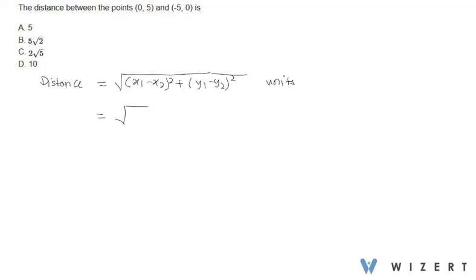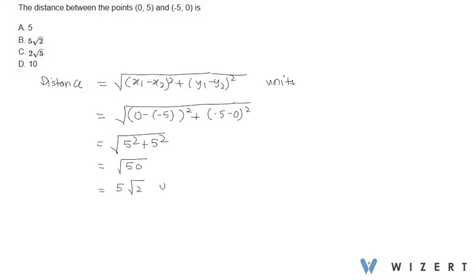So that is (0 minus of minus 5) whole square plus (minus 5 minus 0) whole square. Now minus of minus 5 is plus 5, so 5 square plus (minus 5) whole square is again 5 square. So that is equal to 25 plus 25, which is equal to 50, square root of 50. We can write it as 5 root 2 units. Let's see. Yes, the answer is option B.